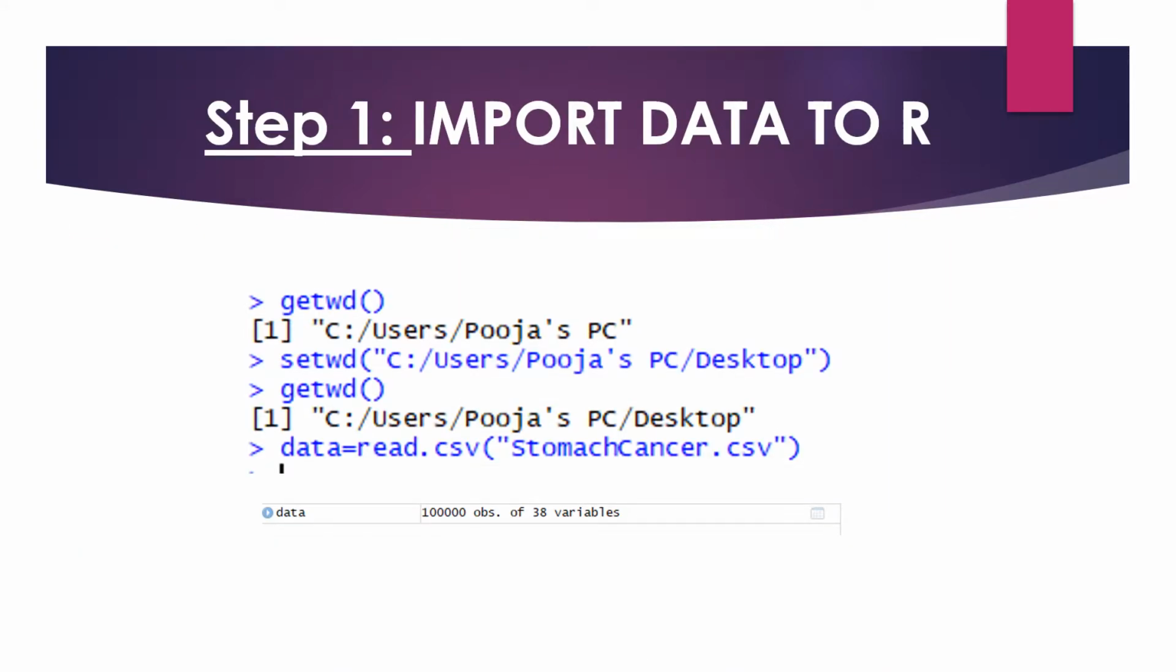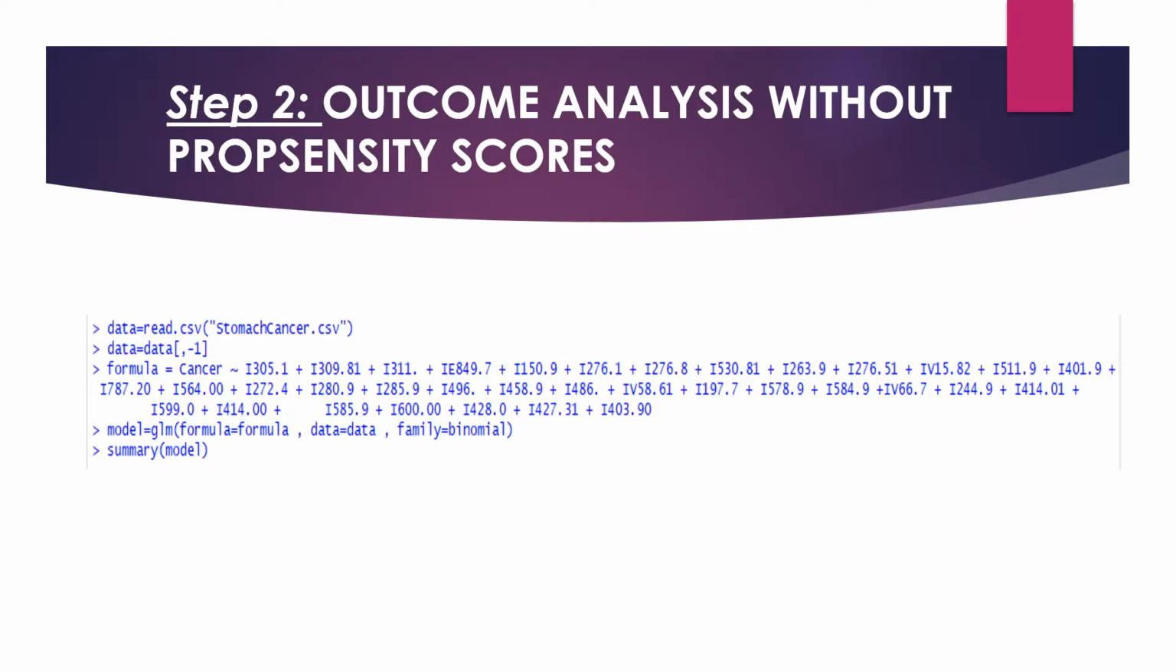Next, import the data into R using the following R codes. If required, check your working directory and set the working directory as required. Our data consists of about 100K observations and 38 variables. The next step is to calculate the outcome analysis without propensity scores, meaning making a plain regression model first on the given data. Use the following code to build the model.